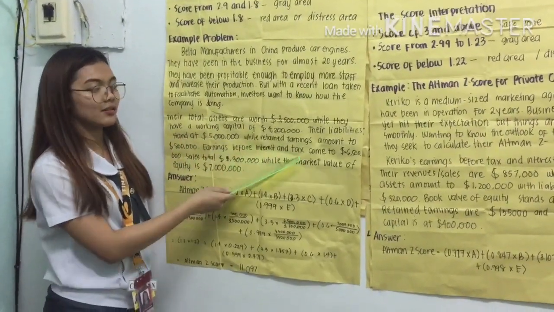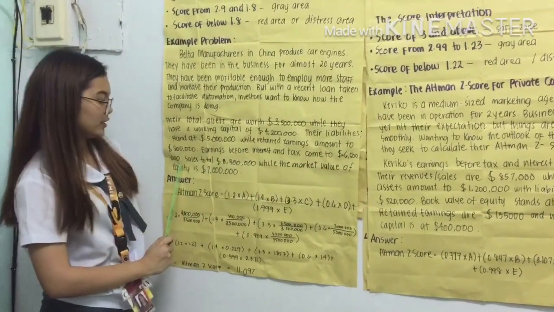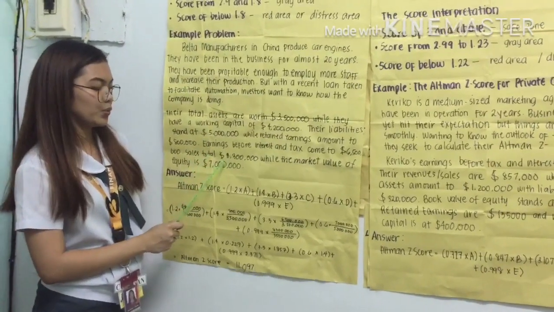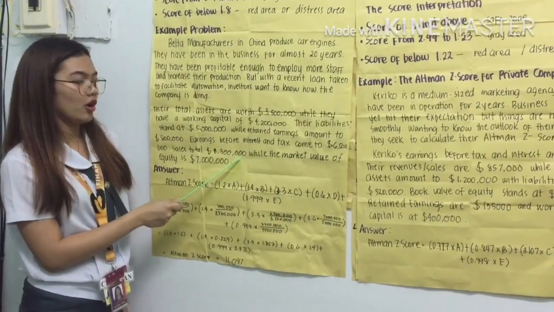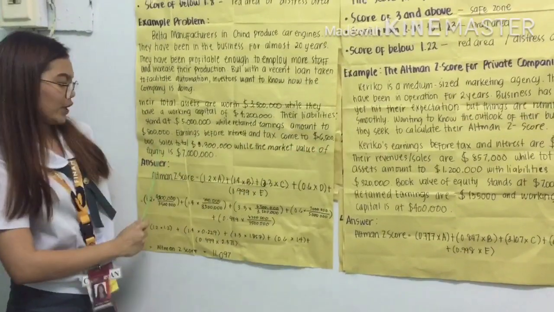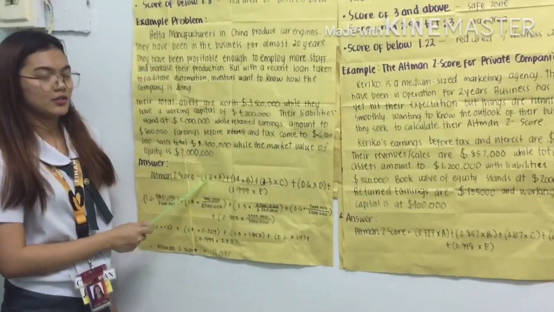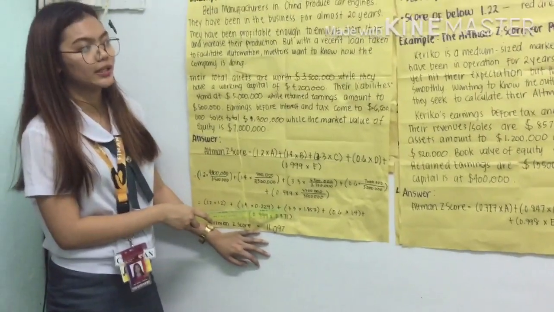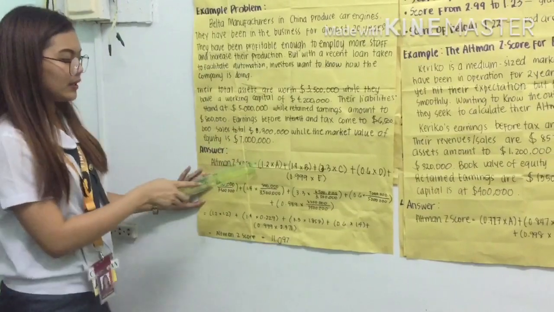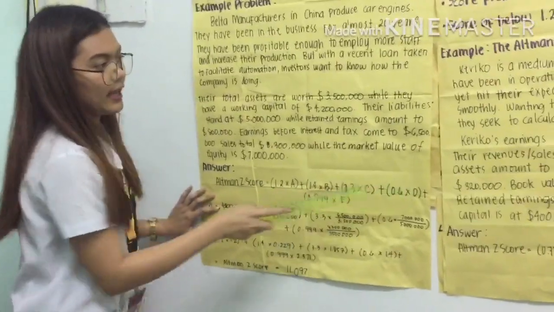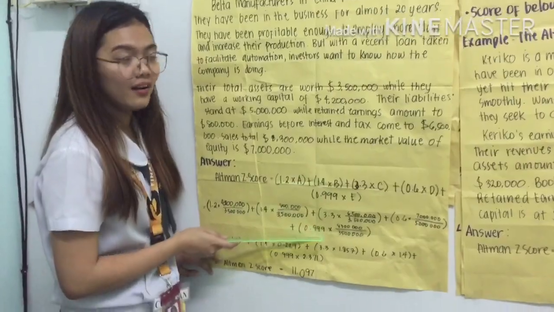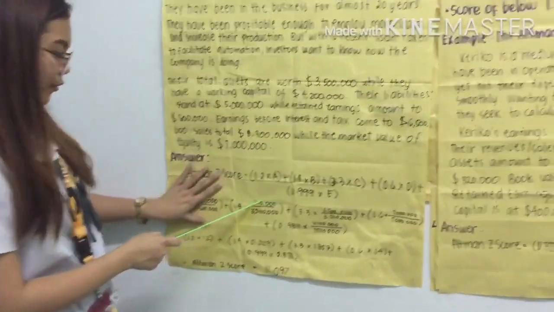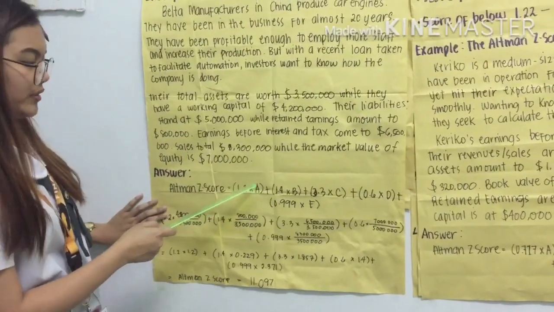Earnings before interest and tax come to $6,500,000. Sales totals to $8,300,000, while the market value of equity is $7 million. So using the formula in the Altman z-score of manufacturing companies, we will use the ABCDE formula in getting the Altman z-score. So first is 1.2 times A.